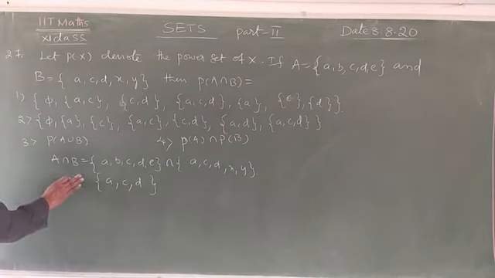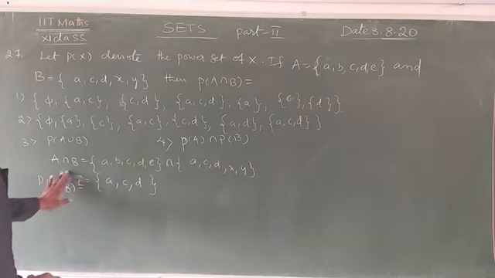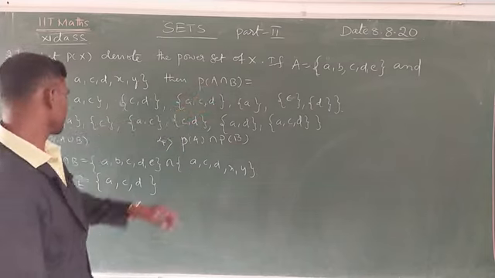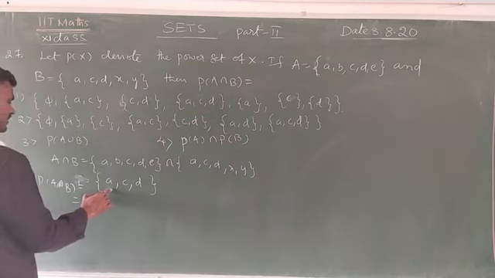P of A union B means here power set of A union B. Then how to write here? P of A union B is P of A intersection B, power set of A intersection B. Now you have to write here. This is only 3 elements.